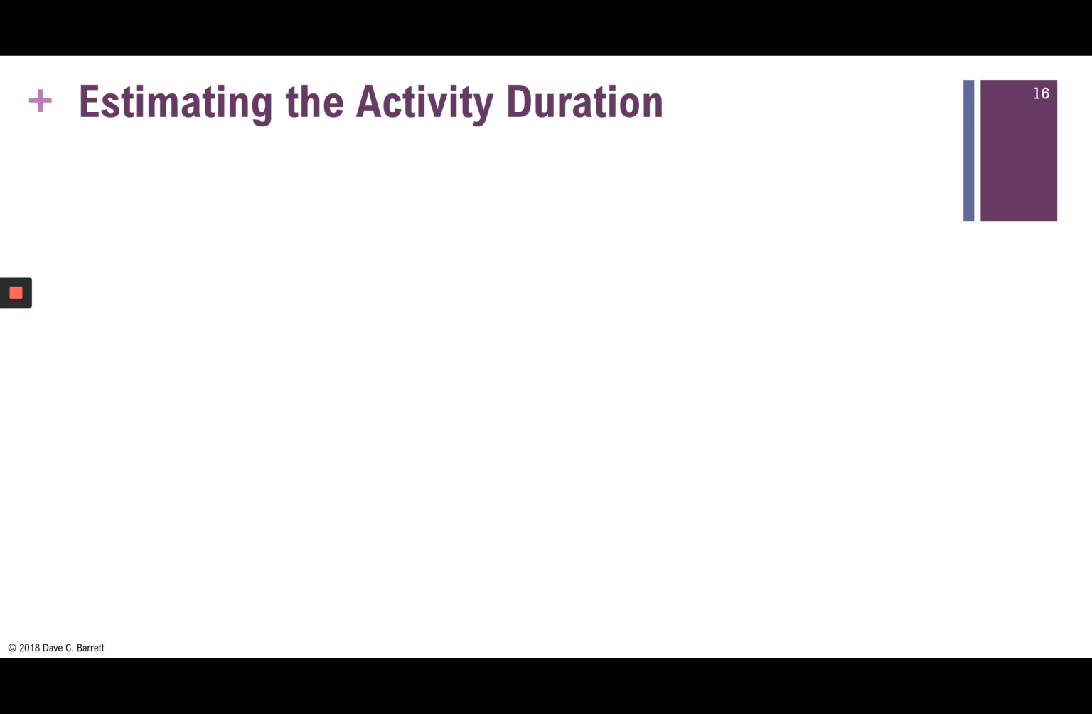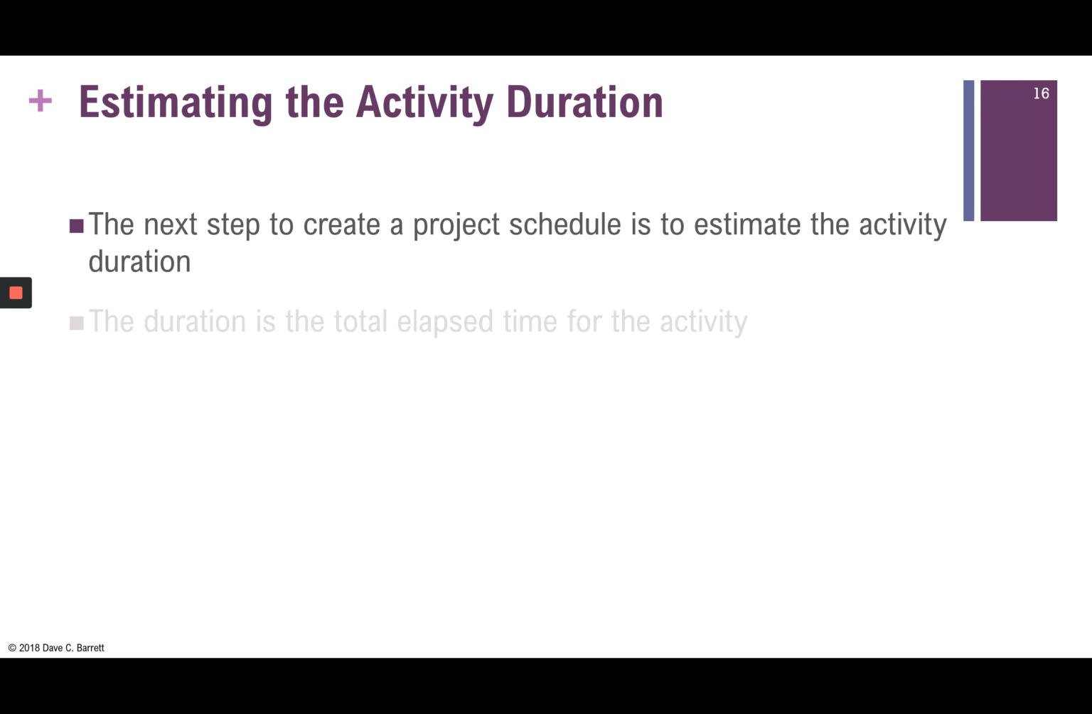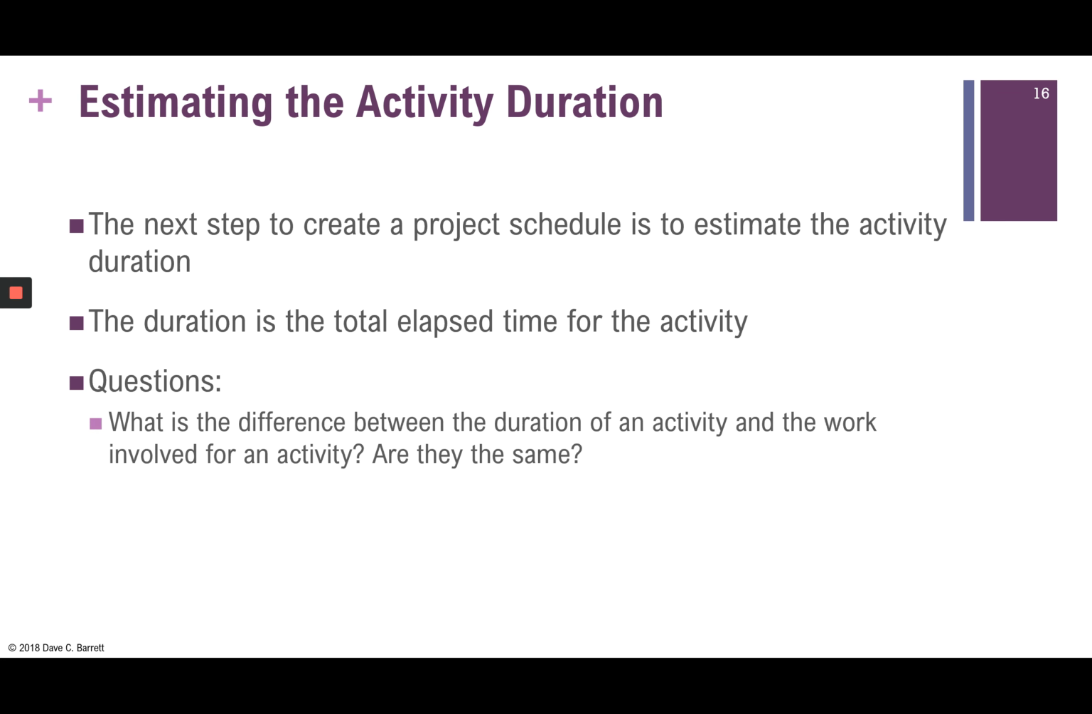Now, another thing we need to do in order to create a schedule is estimate, well, how long is each activity going to take to complete? What is its duration? The duration is the total elapsed time that we are going to allow or plan for the activity. Now, there's a question. What is the difference between the duration of an activity and the work involved for an activity? Are they the same? So that's something, take a look in the textbook and see what you think about that.